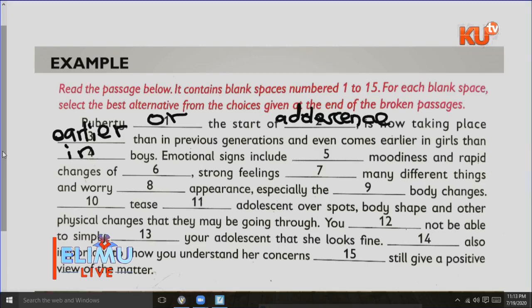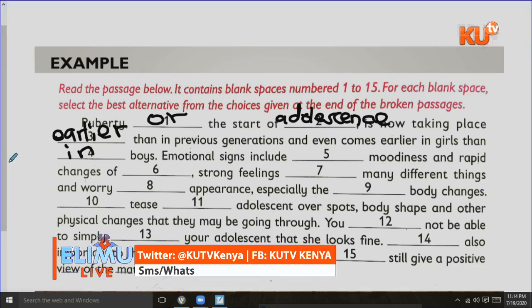In girls, in boys. The preposition accompanying that subject there. Emotional signs include dash, moodiness, and rapid changes. Then you're given the choices, which is a colon, a semicolon, a full stop, and a question mark.